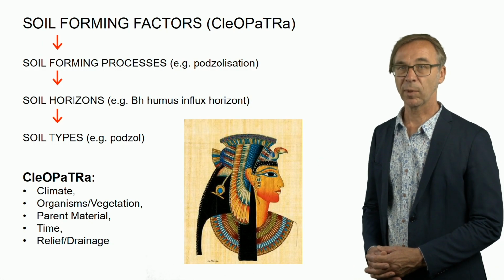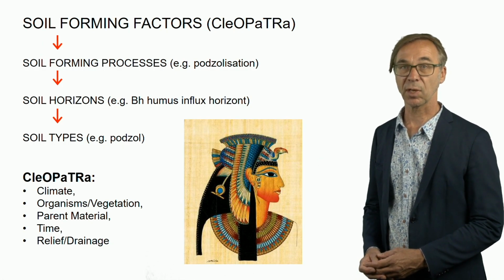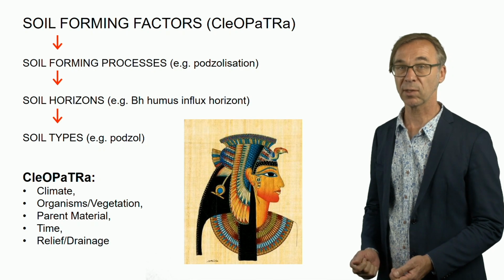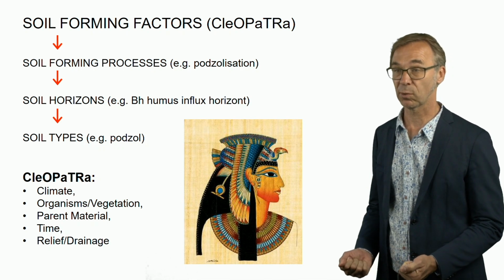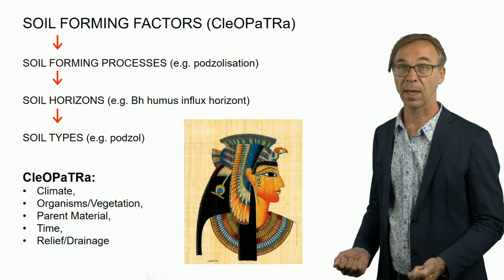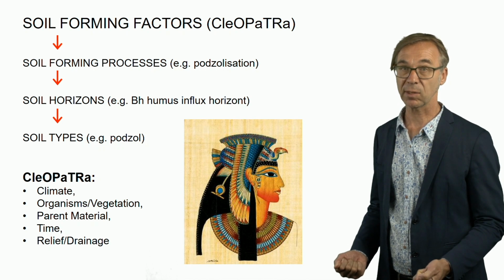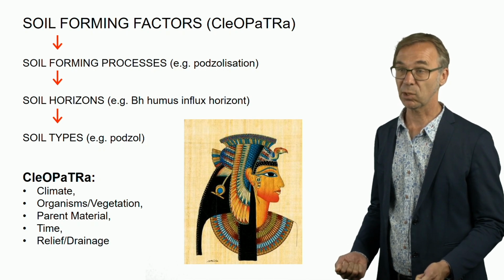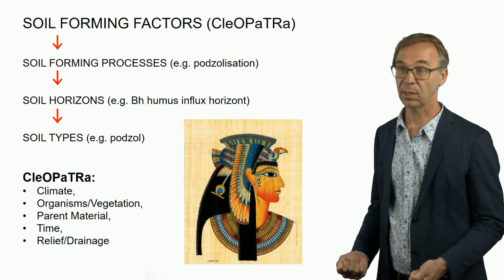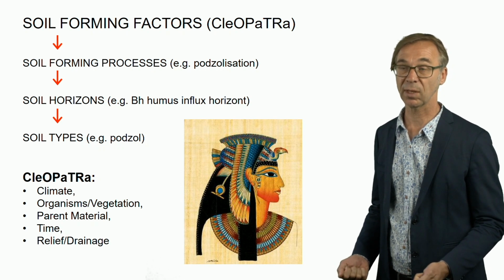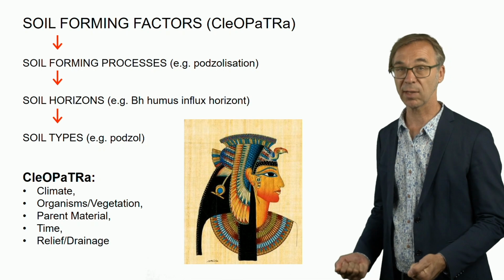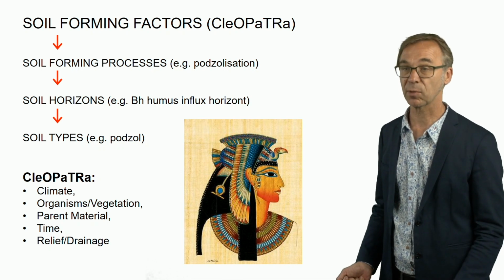So, soil forming processes, for example podzolization, result in soil horizons, for example humus and influx horizons, which gets you soil types like podzols. And that gives us CLORPT: the climate, the organisms, vegetation, parent material, time and relief, drainage. These are the soil forming factors which determine in fact the processes, the horizons and the soil types.